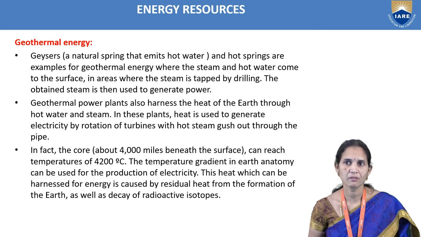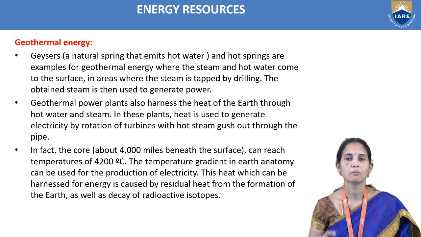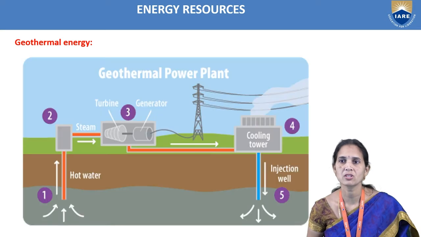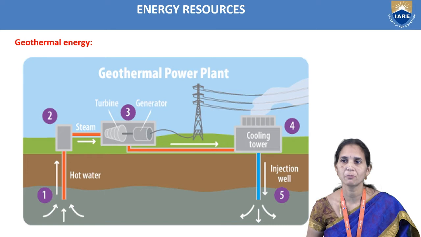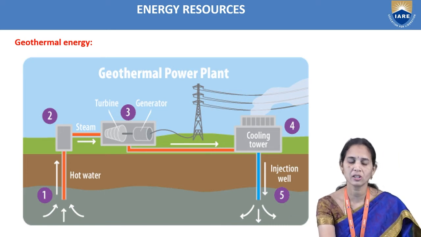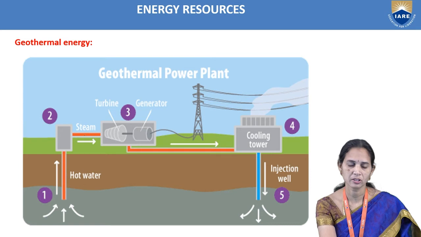So geothermal power plants also harness the heat of the earth through hot water and steam. Okay, in these plants, heat is used to generate electricity by rotation of turbines. We can see the working of the geothermal power plant here. So here we are collecting the hot water. In this diagram, we can observe very clearly, we are collecting the hot water from under the earth.